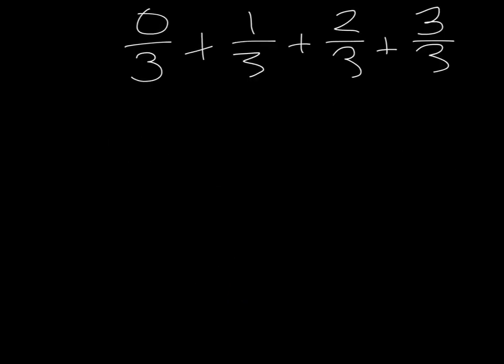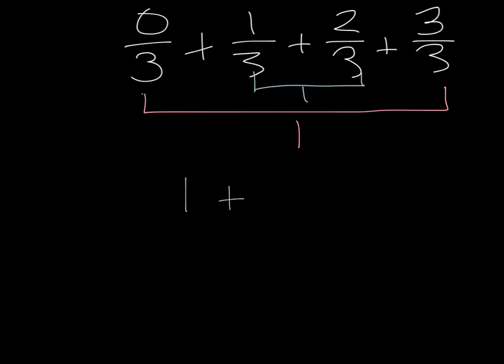For our first problem, we're finding the sum of 0/3 plus 1/3 plus 2/3 plus 3/3. So we know that if we take 0/3 and 3/3 and combine them, we get 1 whole. And if we take 1/3 and 2/3, we would get 3/3 and once again 1 whole. So when we take 1 plus 1, we get 2.